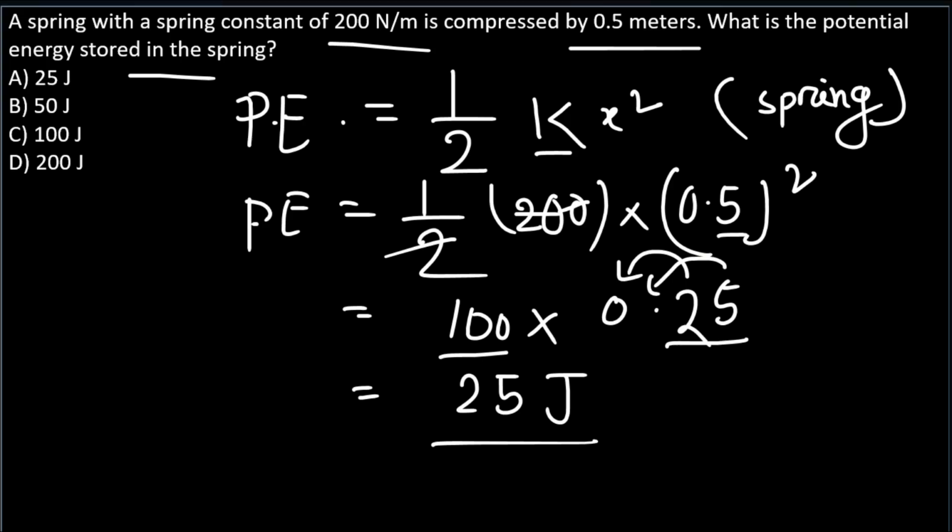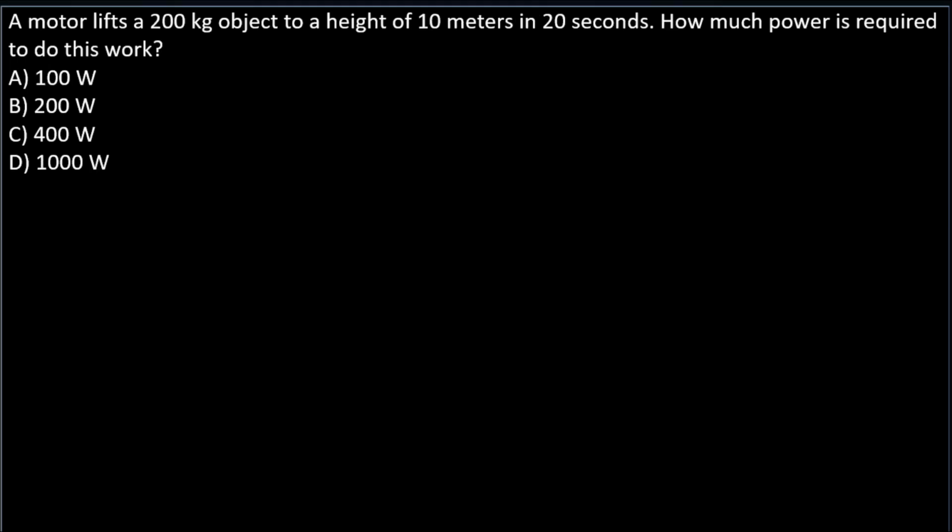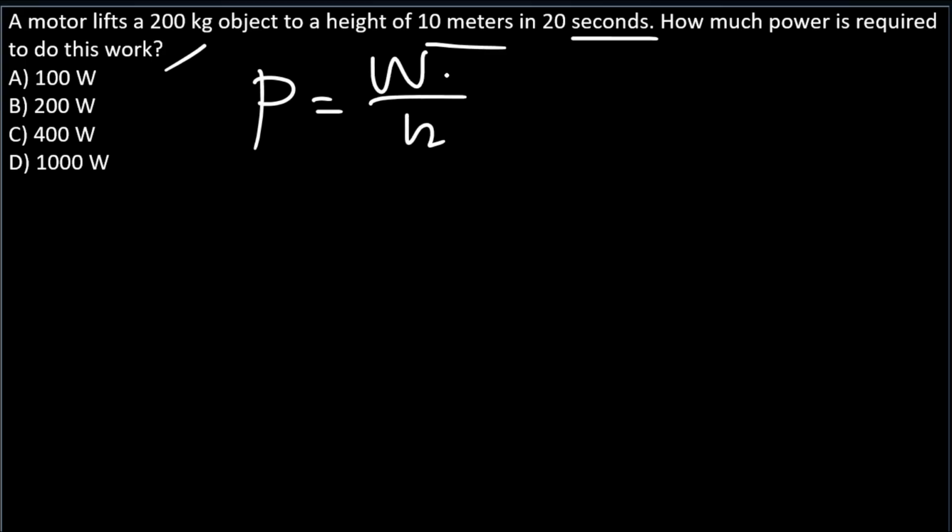So come to another problem. This is our third problem. A motor lifts a 200 kg object to a height of 10 meters within 20 seconds. How much power is required to do this work? So we need to find the value of P equals W by T, which is work per unit time. So we need to find the work.